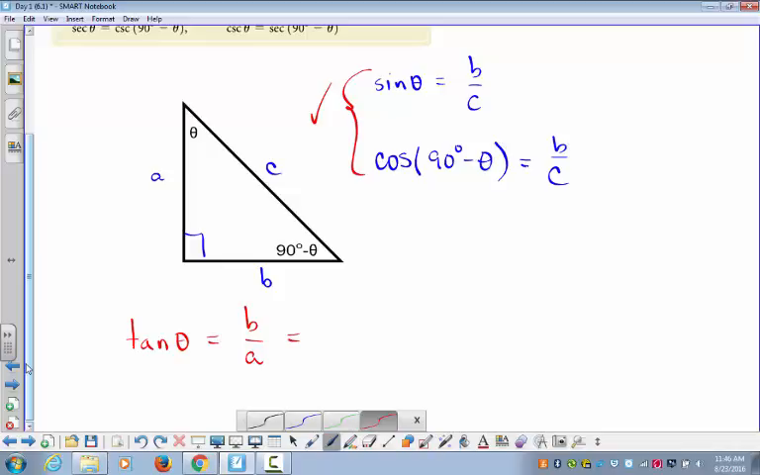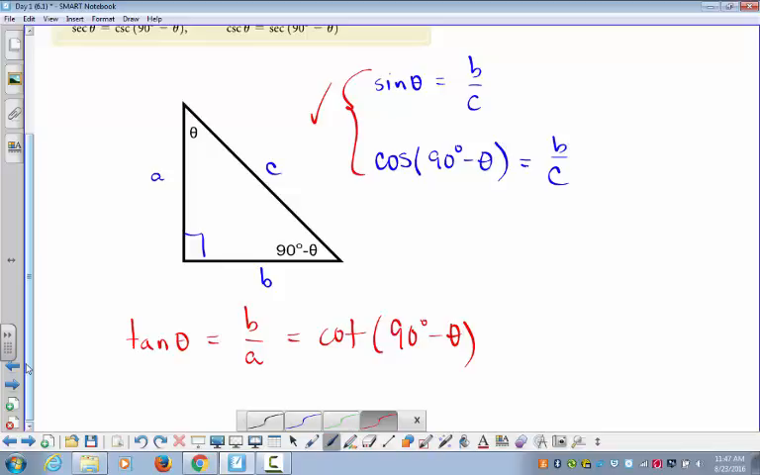So cofunctions, we have sine and cosine. Tangent of 90 minus theta? Yeah. So tangent and cotangent are cofunctions. So we get cotangent, and the complement of theta is 90 minus theta. Right. So both those are B over A. Double check when you look at 90 minus theta, cotangent is adjacent over opposite, which is B over A.